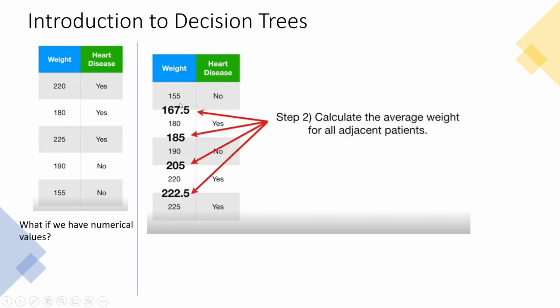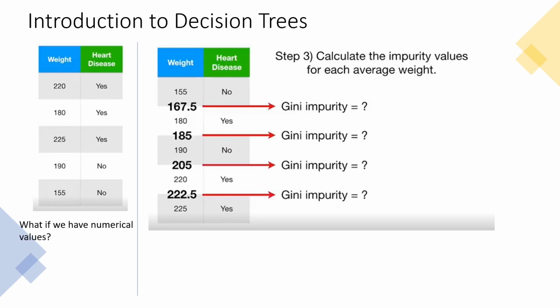And then we calculate the average weights between all adjacent rows. For example, this is the average of this number and this number. This is the average of this number and this number. Since we have 5 rows here, we have 4 mean values that we calculated. And we will need to calculate the Gini impurity for all these 4 newly calculated values.